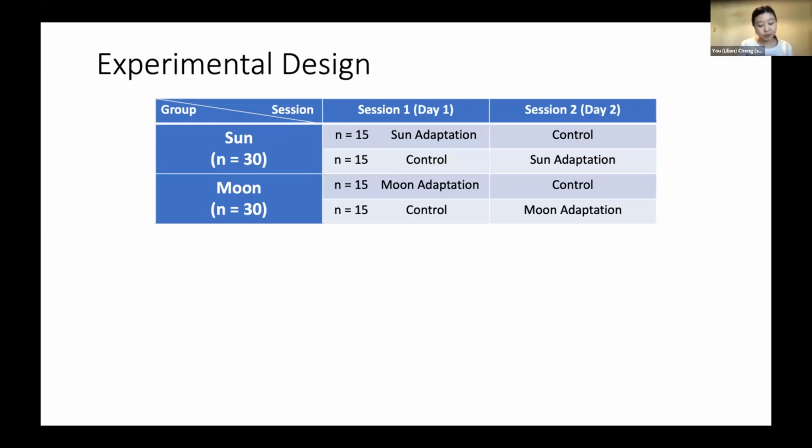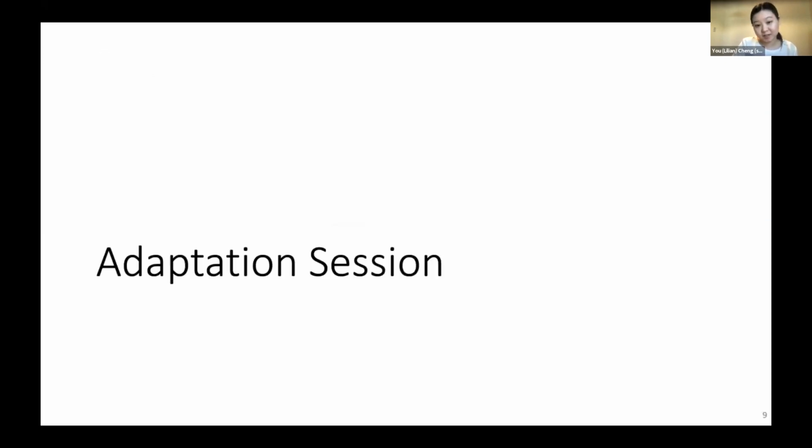Our experiment had two sessions. Each session was conducted on a separate day. One session was an adaptation session. The other session was a control session. The order of the two sessions was counterbalanced among subjects. For the adaptation session, half of the subjects were randomly assigned to adapt to the moon direction, and the other half were assigned to adapt to the sun direction. Control conditions were the same across all subjects. Now, let's look at the adaptation session.